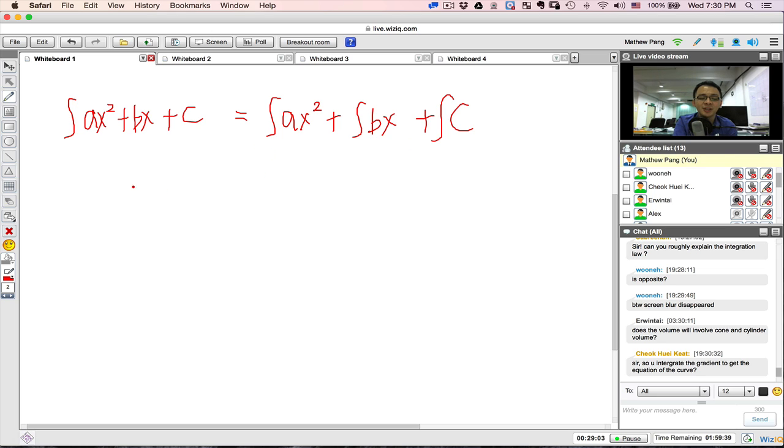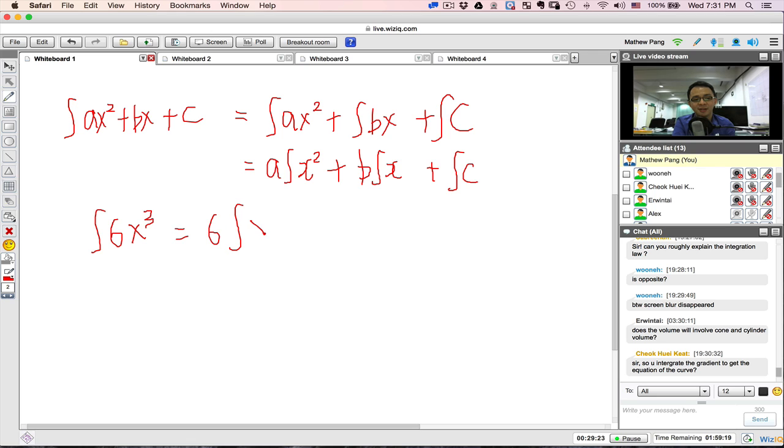And then integration law also tells us if this a, b, c is a constant, we can actually take out the number. This is the law of integration. Alright. So for example, a lot of students ask me something like this. If I integrate 6x cubed, yes, I can take out 6 and then I integrate x cubed.